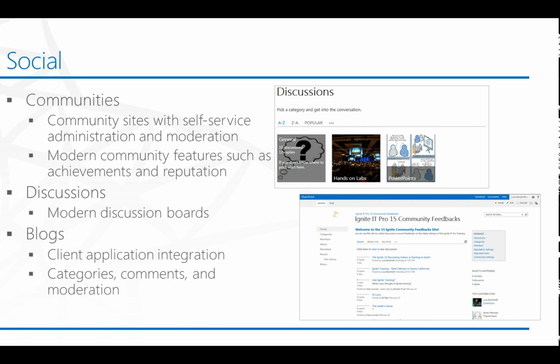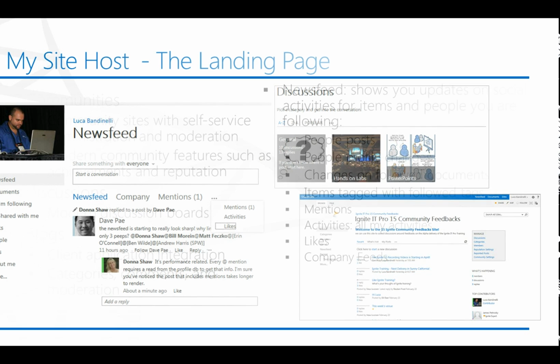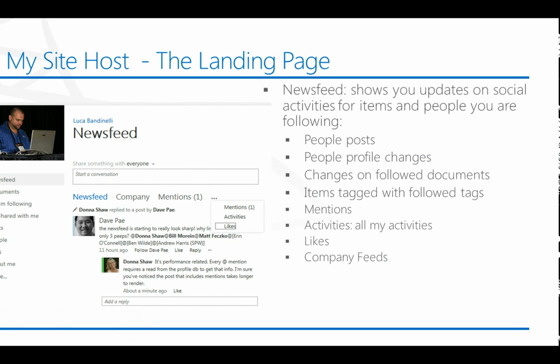Community. There's a new site template for running community sites, which has features such as achievements and reputation. The more questions you answer in a community site, your score goes up, and you can assign badges to people and that sort of stuff. And you've got discussions and blogs, which are pretty much similar to what we had in the previous version. Here's another screenshot of a My Site host landing page. When you go to your My Site, you can see your news feed and see everything that's going on.